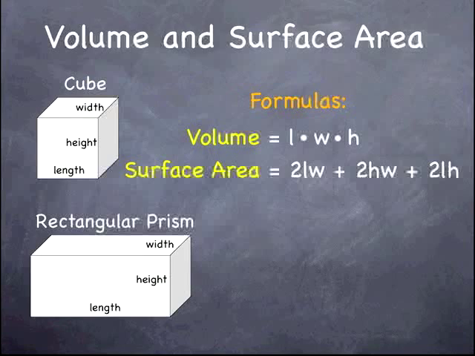So let's take a look at the volume and surface area of a cube and a rectangular prism. These two shapes are basically the same, with one exception. With a cube, the length, the width, and the height are all the same values, because each edge of the cube is equal to every other edge. Volume equals length times width times height, and the surface area equals 2LW plus 2HW plus 2LH.